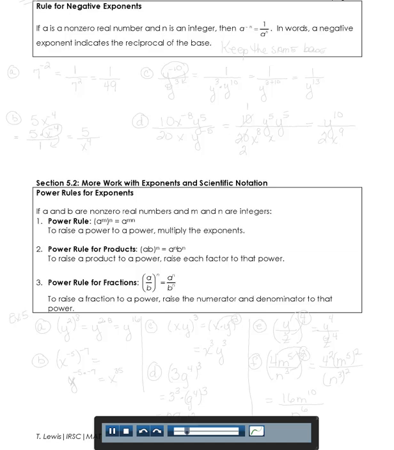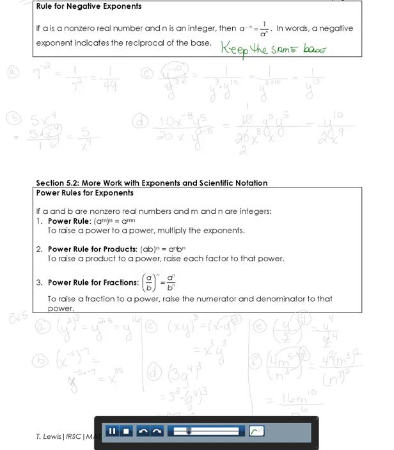If A is a non-zero real number and n is an integer, then A to the negative n power becomes 1 over A to the positive n. In words, a negative exponent indicates the reciprocal of the base. Keep the base the same. You're not going to change the base. Keep the same base.